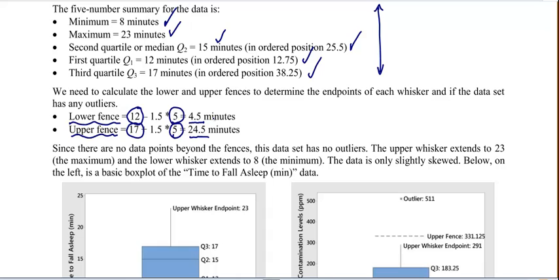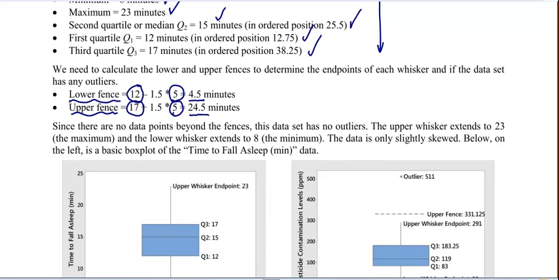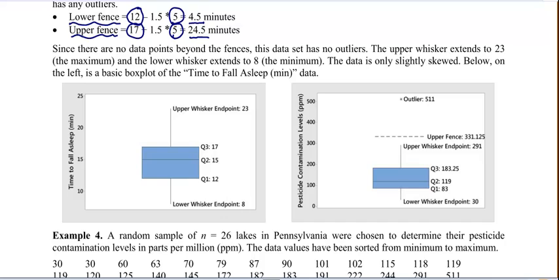If we have any data values beyond this, we say that they're unusual, and we'll denote them again with an asterisk. I drew this by hand, but then I did it in Minitab, so it looks nicer than what I would have done. There are no data values beyond the fences. There's no data value less than 4.5, and there's no data value greater than 24.5.